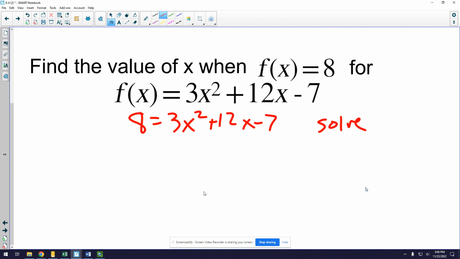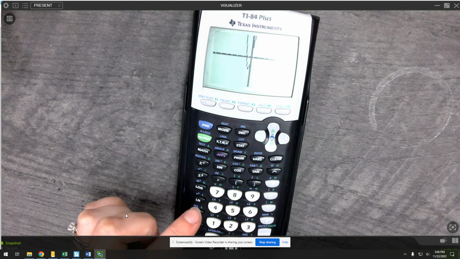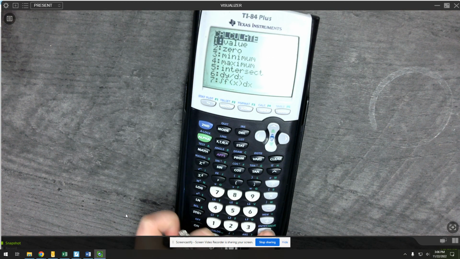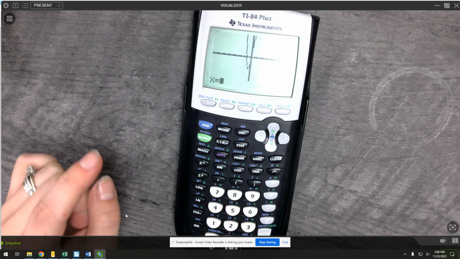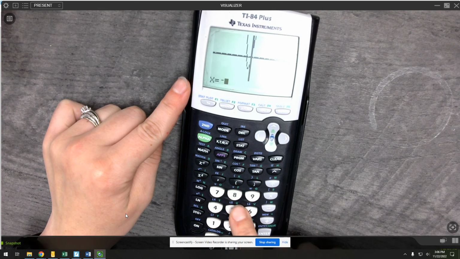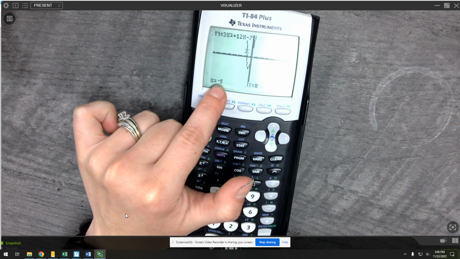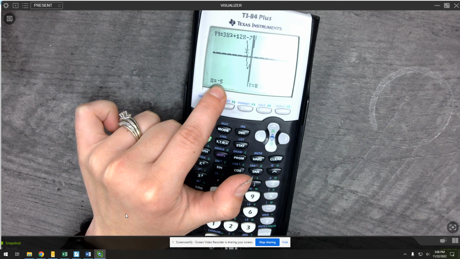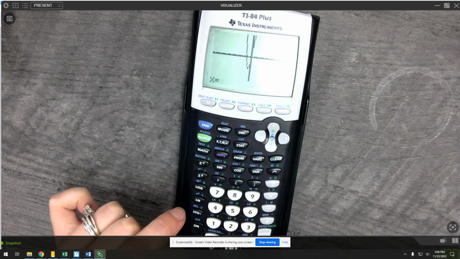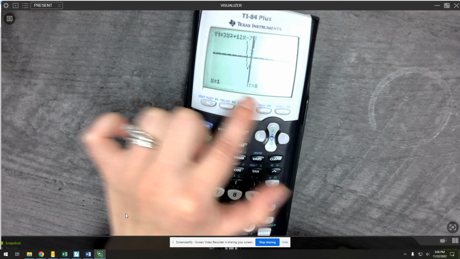You're going to get an x value. Your answer, once you know it, you're going to go second trace, value. You're going to get an x answer as your answer. It's -5. And I got my y value to be 8. So yes, -5 is one of the answers. You should check the other one too, though. Second trace, value. My other answer is 1. Yes, it is, because I get 8.